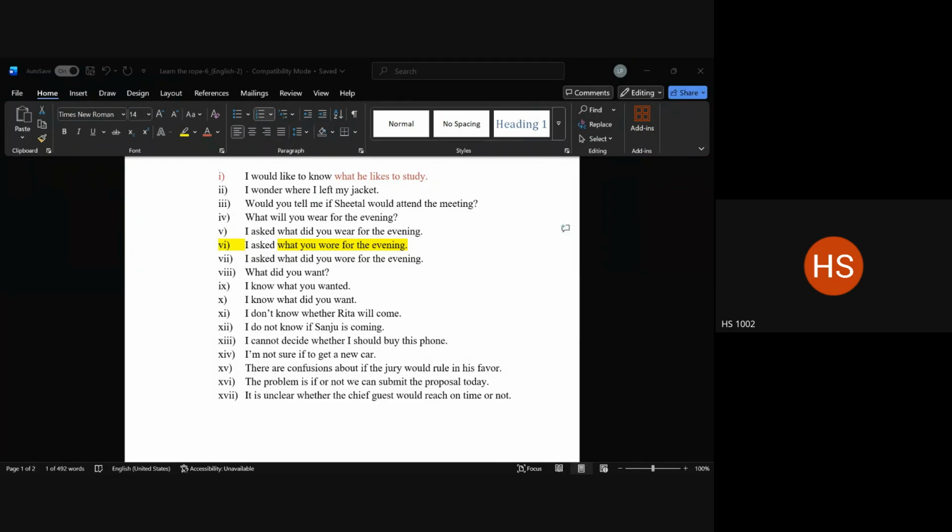Same structure. He wondered what? He wondered how she managed the children alone. So, question clauses are possible with all the WH words. Okay. Keep that in mind, although in the worksheet we only have it with what.